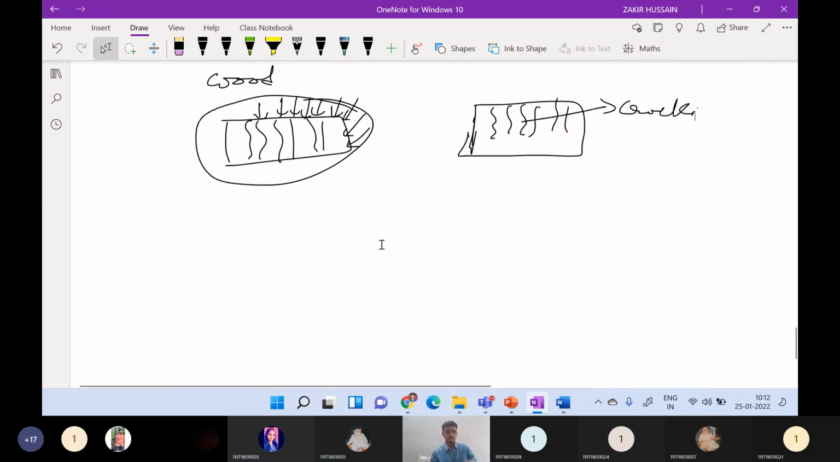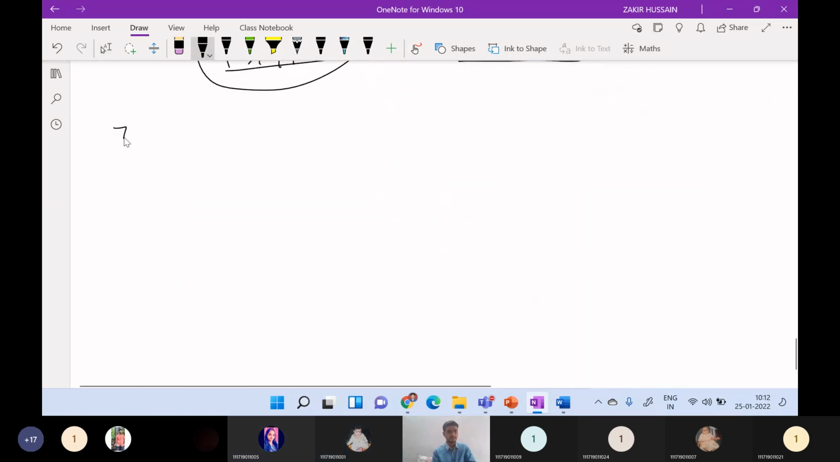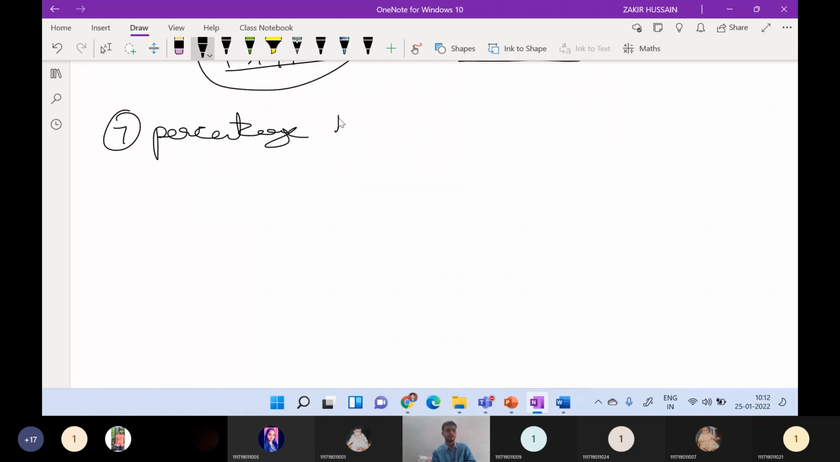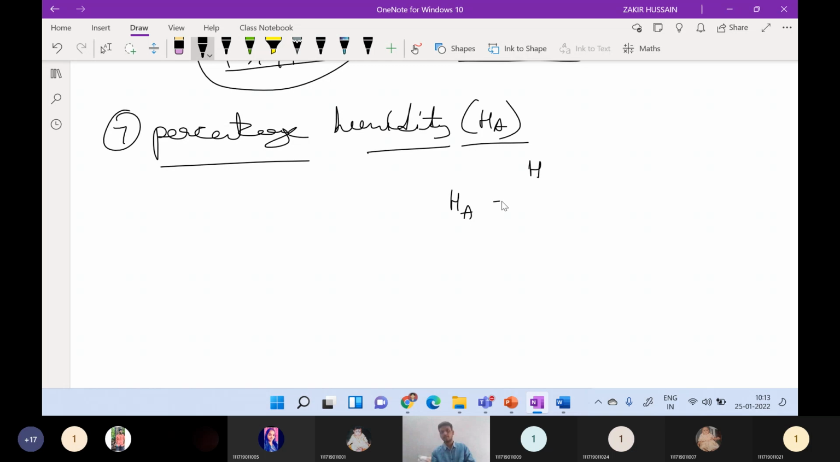Yes, sir. Okay, then the next one is percentage humidity. It is denoted by H subscript capital A. It is nothing but the ratio of your actual humidity H divided by saturation humidity. So the ratio of absolute humidity divided by saturation humidity is usually also expressed in percentage, that is, multiplied by 100.